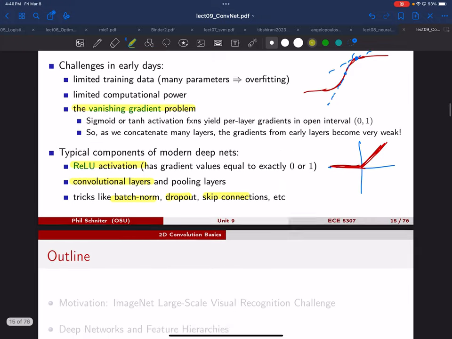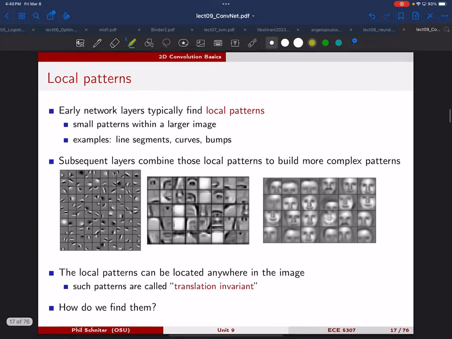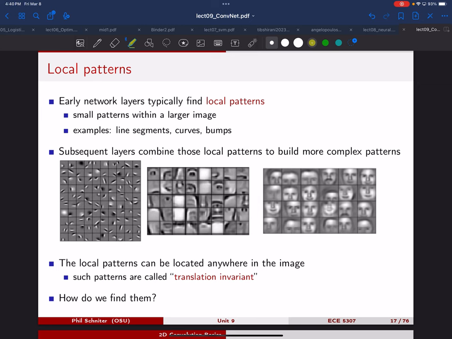Okay. Great. So, all right. Let's talk a little bit about this convolution idea.